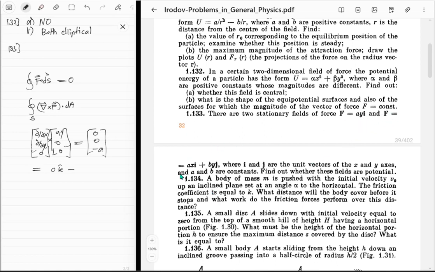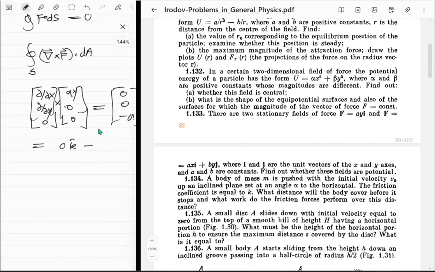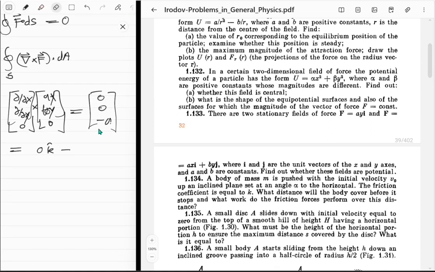Oh, it's slightly different, I think. It's got ax i plus by j, and over here you had ay i. So if this thing is ax and by, then in that particular case, this is 0 anyway. These xy components are 0. And then for this guy, partial upon partial x of by, that is 0. And then partial upon partial y of ax, that is also 0. So the second field is conservative and the first is not.